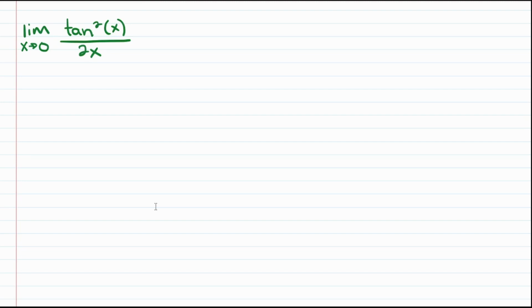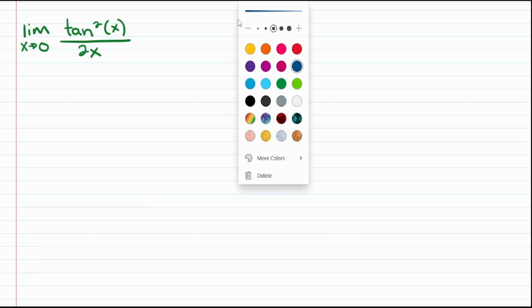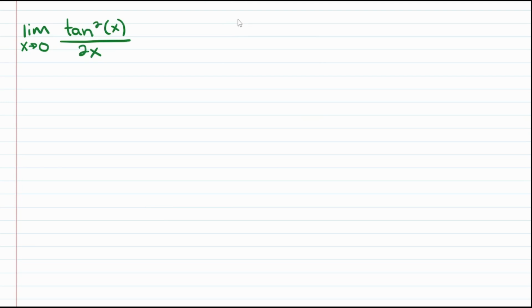So if we were to plug in 0 for x, we would end up with a 0 in the denominator, which is not allowed. So we need to figure out another way. So notice that in this case, x is approaching 0, so we might be able to use one of our special limits for trig. In this case, we're working with tangent right now, so there's no special limit that uses tangent, but they do have some that use sine and cosine, and we can rewrite tangent as sine and cosine.